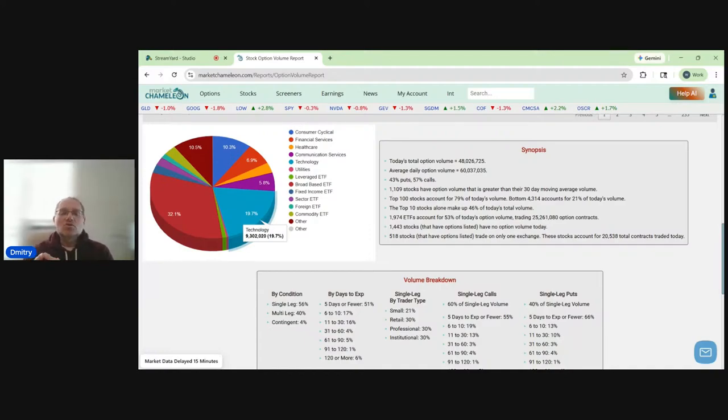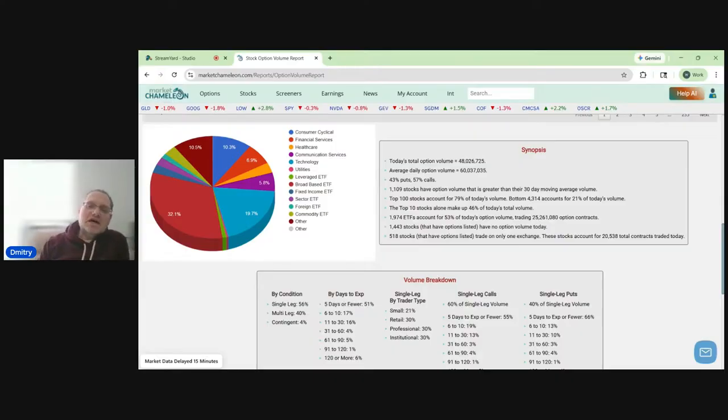We could also slide down here. Over here we do have some more stats just on a high level. We could see the total volume versus the average daily volume in aggregate in these same stocks. So yesterday it was 48 million versus an average daily volume of 60 million. On a day that's less than average. Breakdown between the calls and puts, 43% puts, 57% calls. So people prefer to trade calls over puts on a day.